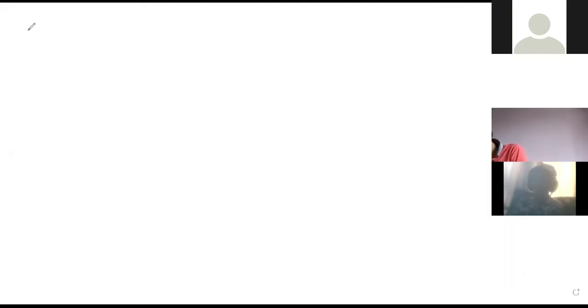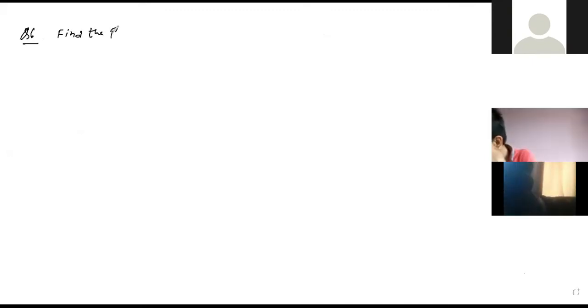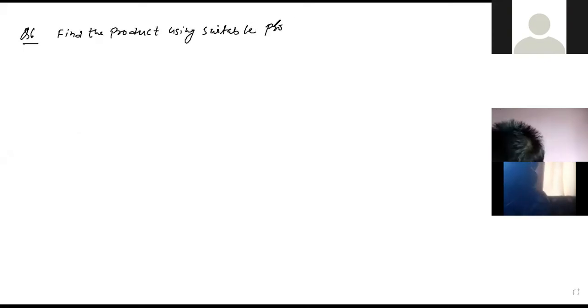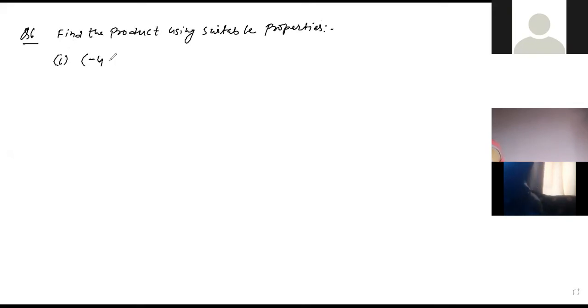Now number 6. Find the product using suitable properties. In this question number 6, we don't need to write the property name, but still if you write, it's better. But if you don't want to write, it's also fine. It's not necessary to write. The question says that we have to find the product of the given question by using the suitable properties.